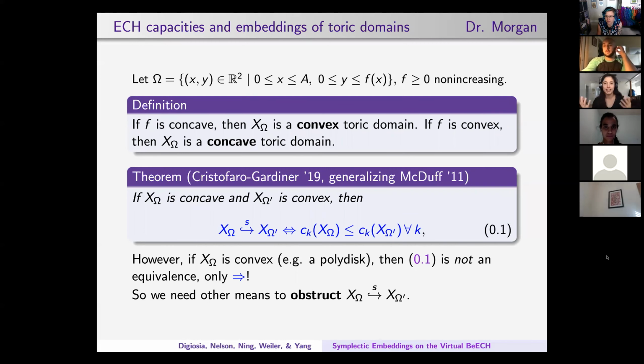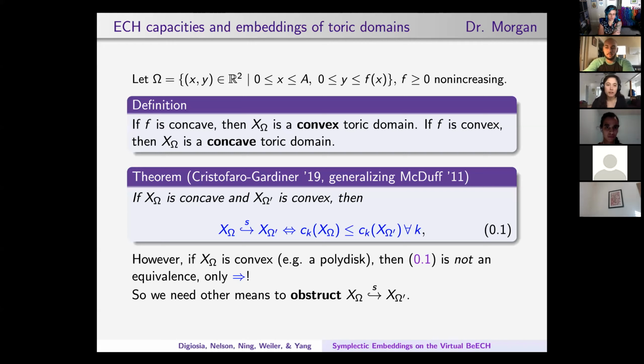Next slide, please. So this is easier in some cases than in others. If omega is the space in the first quadrant under the graph of a function, that's what the first line says, a non-increasing function, and this space is a concave region, meaning that the function is convex, then we call X omega a concave toric domain. Otherwise, if f is a concave function, then we call X omega a convex toric domain. So the terminology is confusing, but when you see pictures, it will make sense.